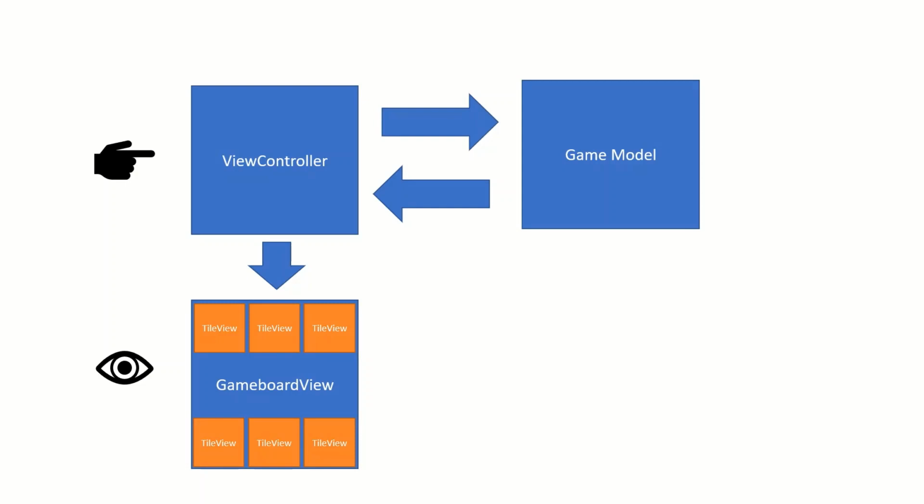It will take in the user inputs. It will then pass that information to the game model. The game model will tell it what needs to happen and what needs to be changed, and this information will then be passed to the game board view and the tile view, which will animate for the user.